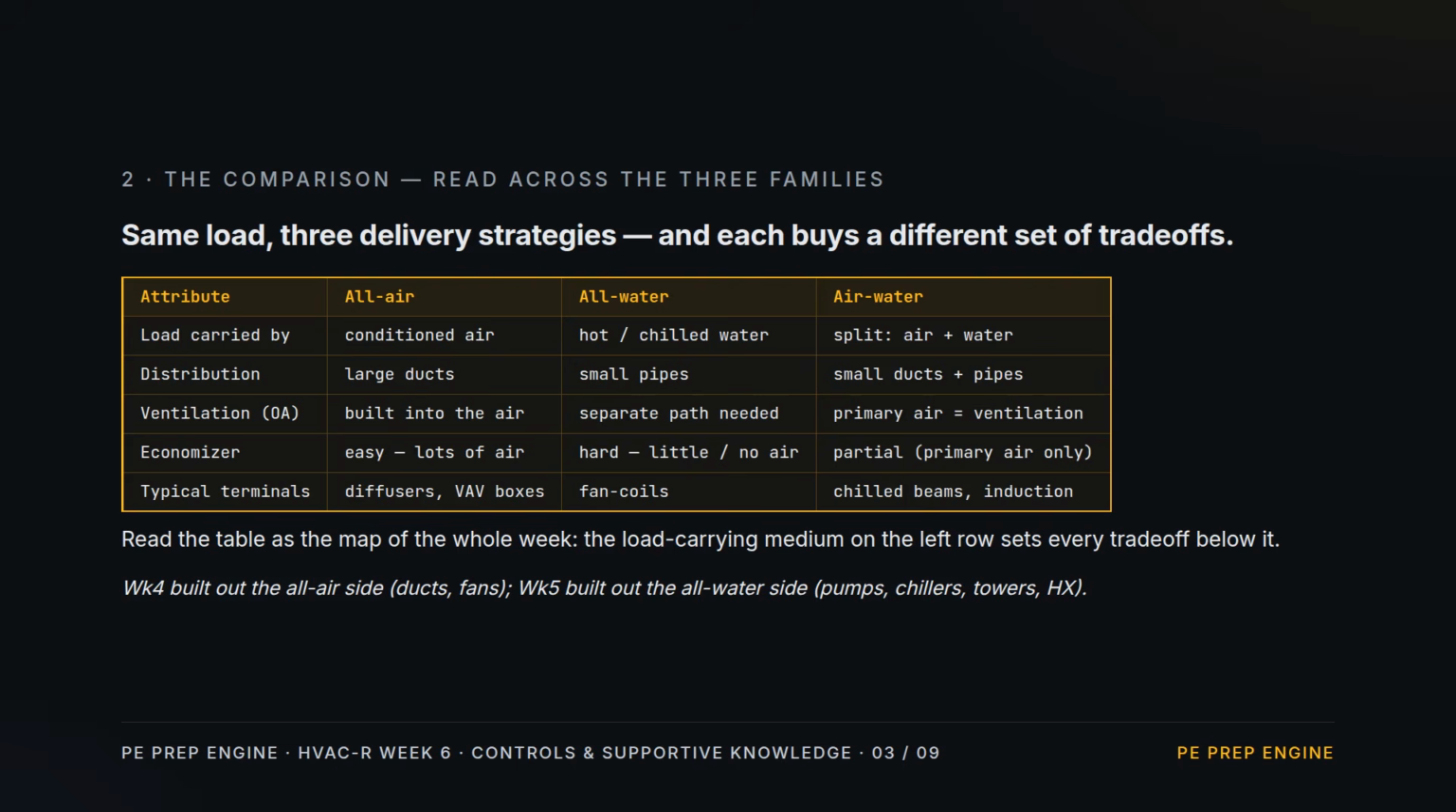Concept 2. Read across the 3 families. Same zone load, 3 ways to deliver it, and each buys a different trade-off set. All air carries the load in conditioned air through large ducts. Ventilation is built into that air, and an economizer is easy because you already move a lot of air. All water pipes the load through small pipes to fan coils, but ventilation needs a separate path, and economizing is hard because there's little or no air path. Air-water splits it, small ducts and small pipes, with the primary air serving as ventilation. Read this as the map of the whole week. Week 4 built out the all-air side. Week 5 built out the all-water side.